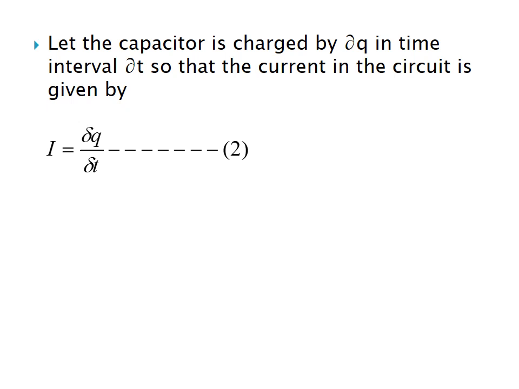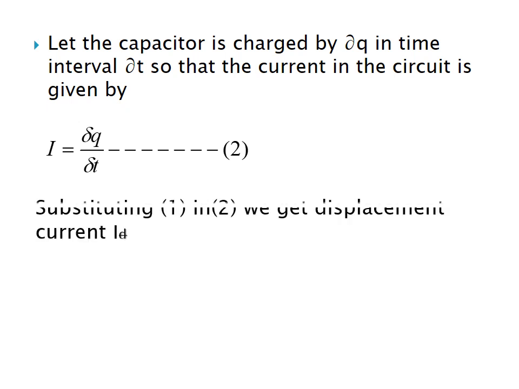Now let us assume this capacitor gets charged by an amount delta Q in a time interval delta T. Then the current flowing through this circuit is given by I equal to delta Q divided by delta T. Actually, this is the definition of the current. What is the definition of the current? Charge flowing through the cross section of the conductor in 1 second is called the current. Therefore, I equals delta Q divided by delta T. Now let us call this equation number 2.